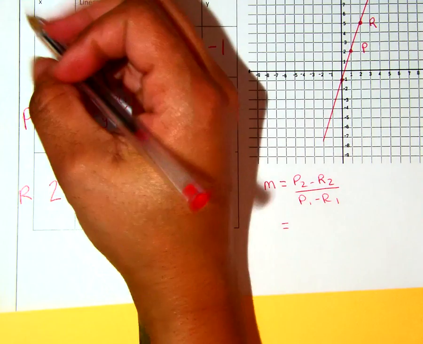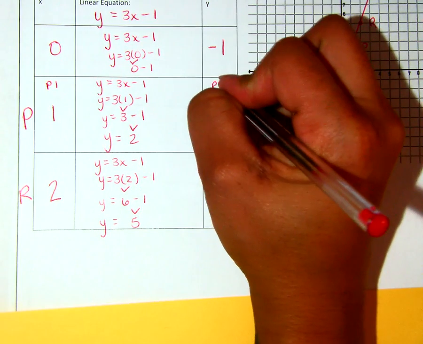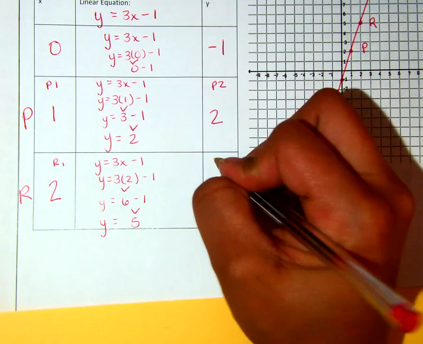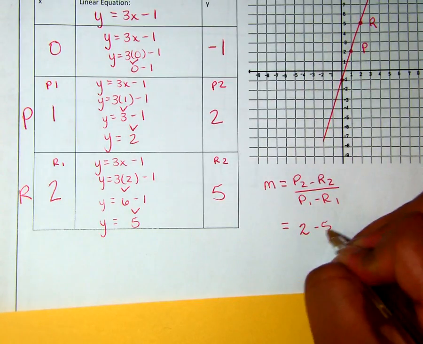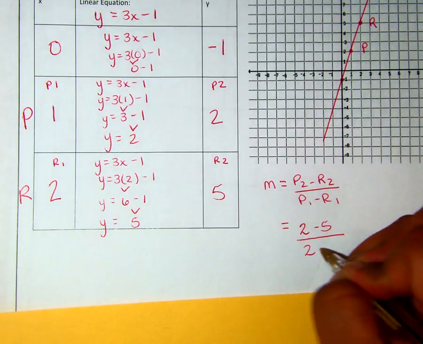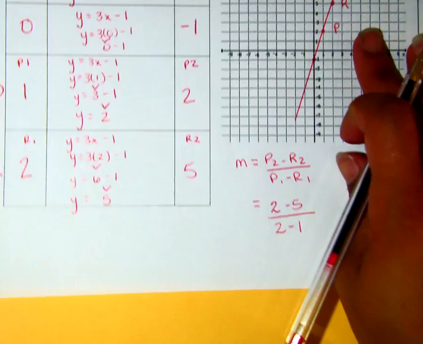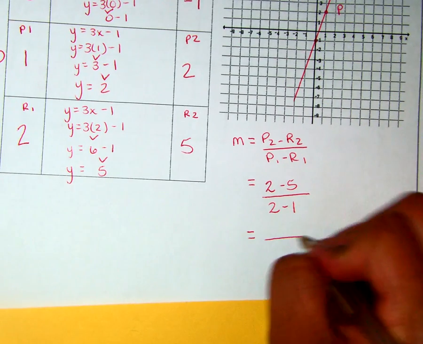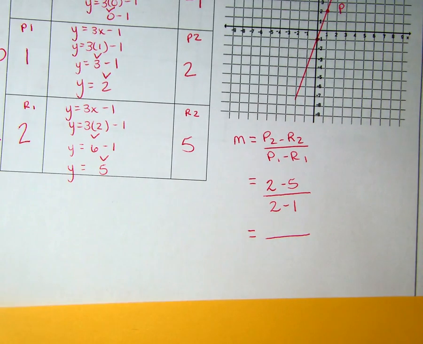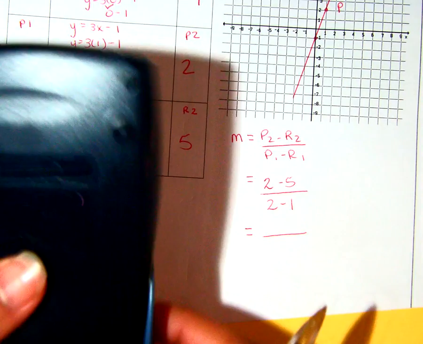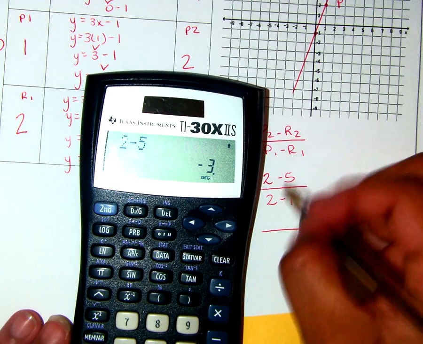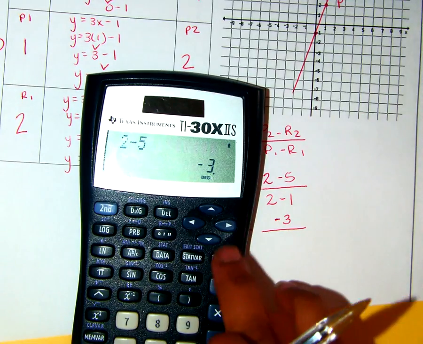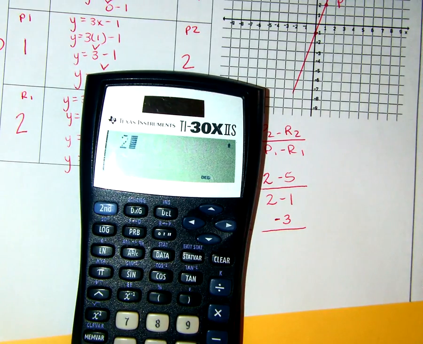So this is our P1, remember? And this is going to be our P2. This is going to be our R1. And this is going to be our R2. So I'm doing 2 minus 5 over 2 minus 1, numerator to denominator. I want to do the math in my numerator. 2 minus 5. To be precise, I'll use this calculator. 2 minus 5 gives me a negative 3. Clear everything out. 2 minus 1.